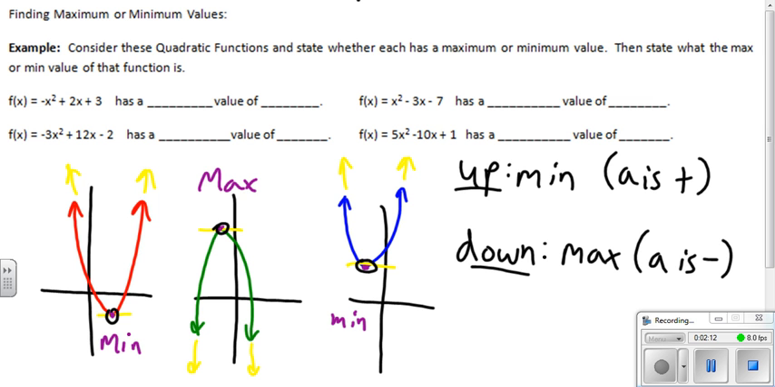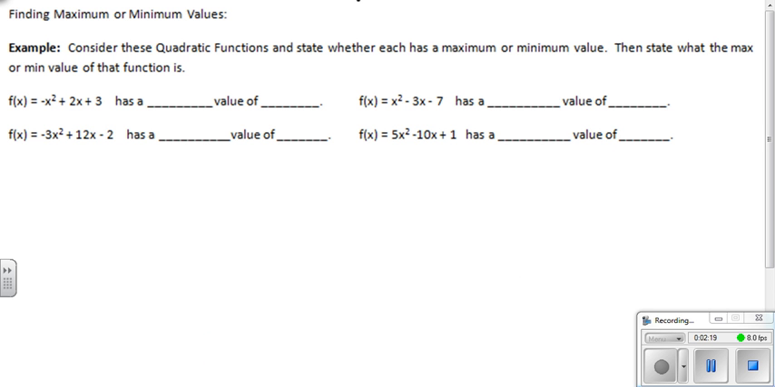So if we wanted to look at our individual examples over here, we'll get rid of this work out of the way. I'm going to go over one of these a little more in depth, and the other ones I'm going to go through fairly quickly. So in this case, our A is negative, which means we know that it has a max value. This one, the A is negative, so again it has a max value. A is positive, so it has a min value. A is positive again, so this one has a minimum value.